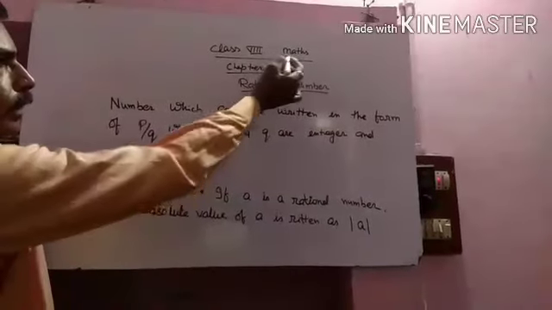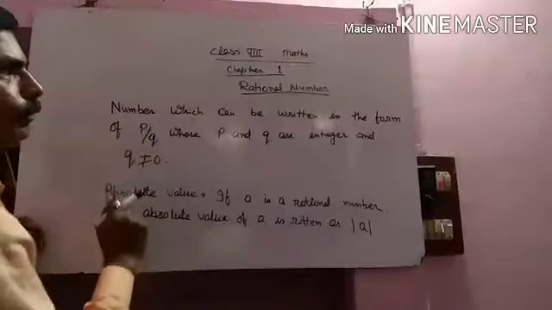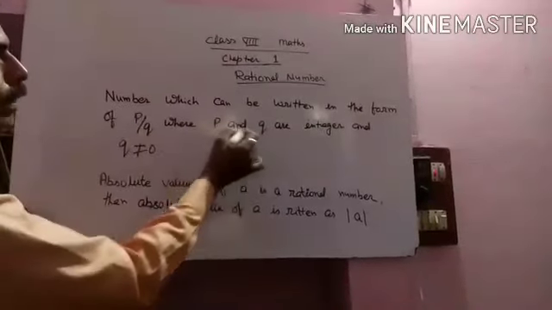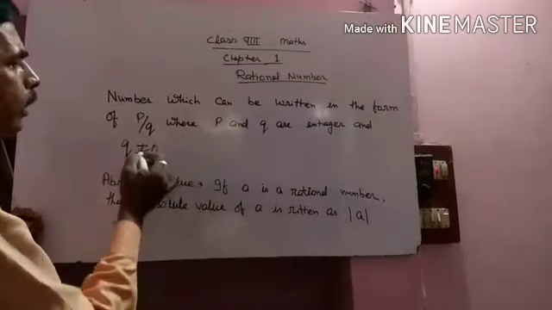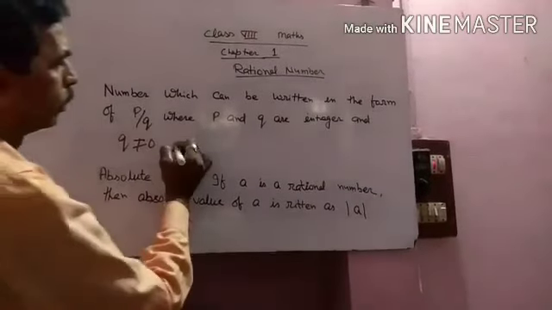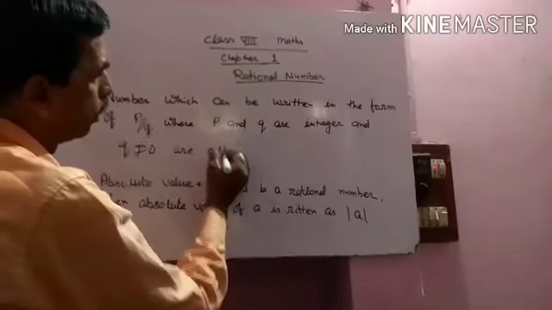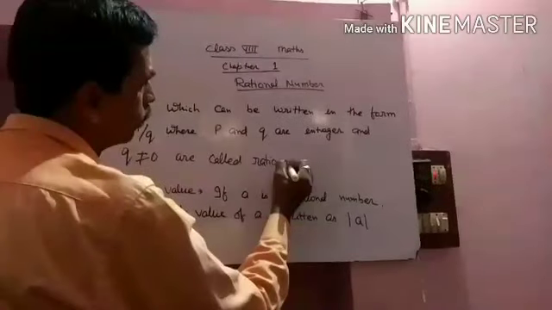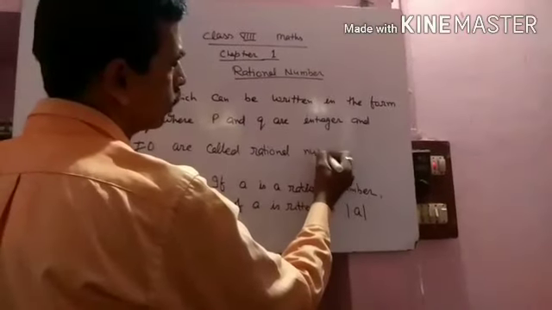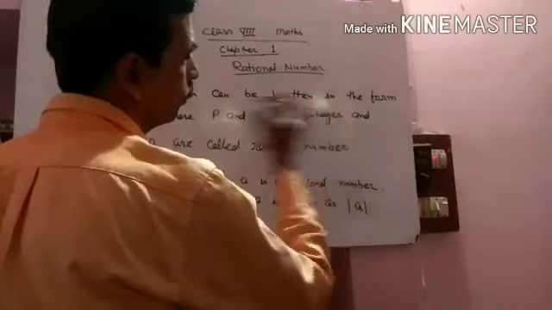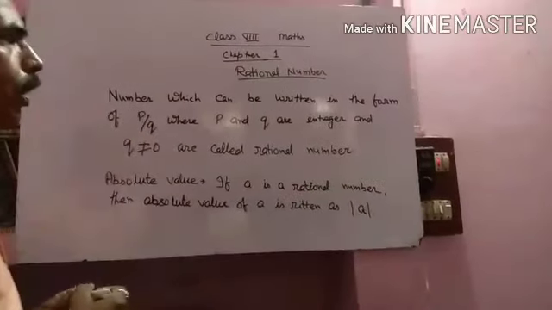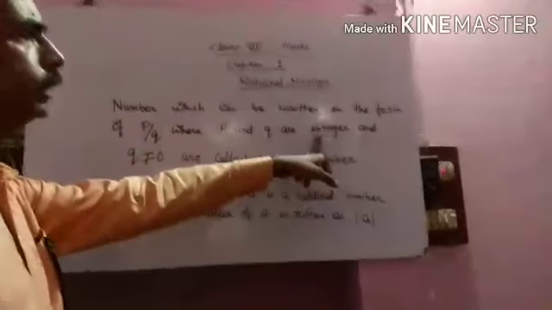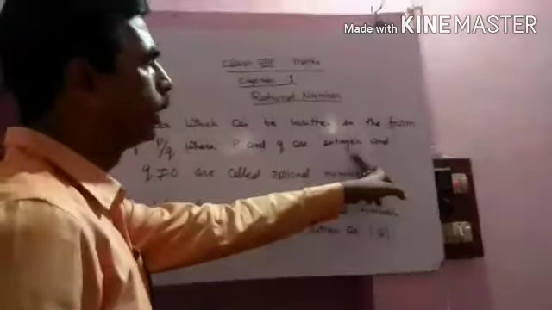First chapter of class 8 mathematics, which is rational numbers. The number which can be written in the form of p by q, where p and q are integers and q not equal to 0, are called rational numbers.